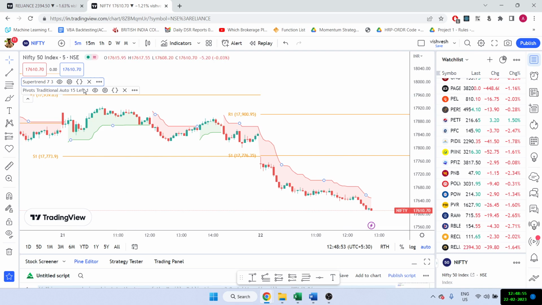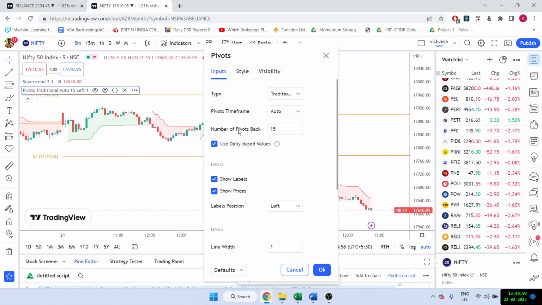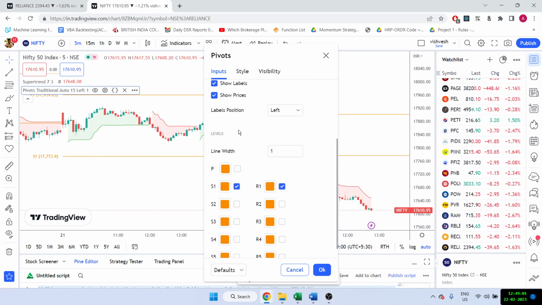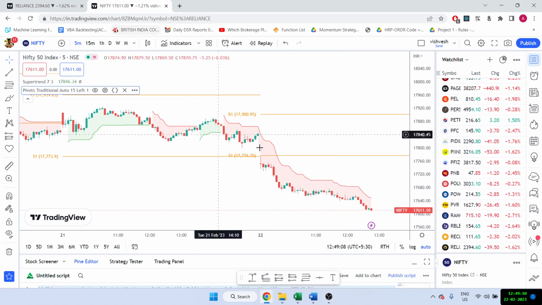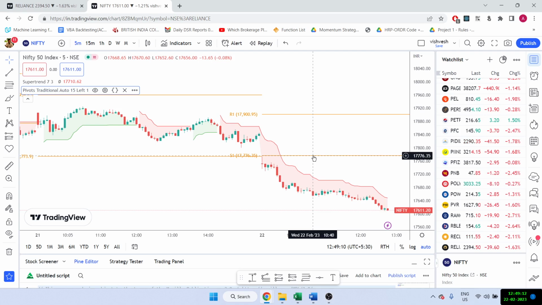And the second indicator that I use is the pivot points. So this is the standard pivot points, and in this I only require S1 and R1, which is basically your support and resistance. So once you add those, you will get these lines on the chart. And I traded on a 5-minute time frame since I'm looking to get quick entries and quick exits in this strategy. I traded on a smaller time frame.